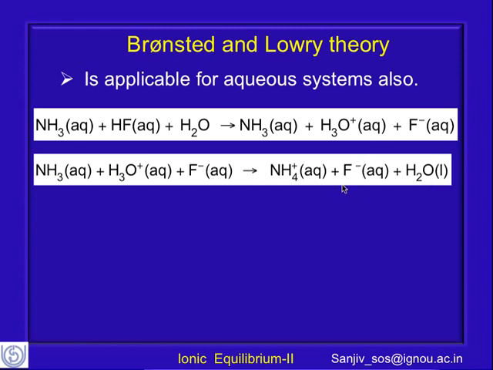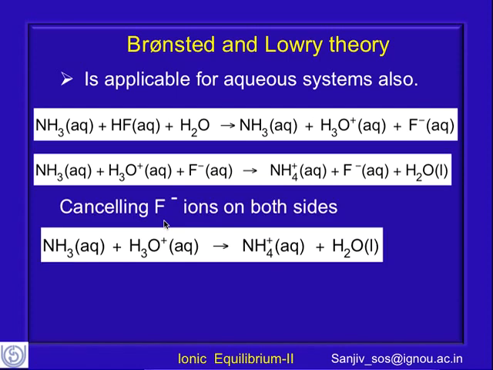Now if I cancel fluoride ion from both sides, what do I get? I get ammonia plus hydronium ion giving me ammonium ion and water there. So what does it mean? If I start from here and we reach somewhere here, what I find is the role of water basically is to take up a proton from HF and hand it over to ammonia there.